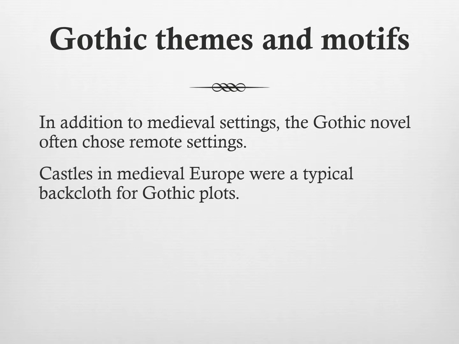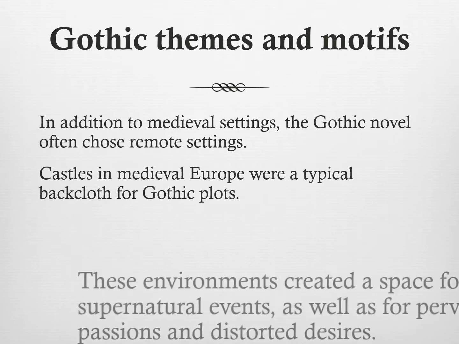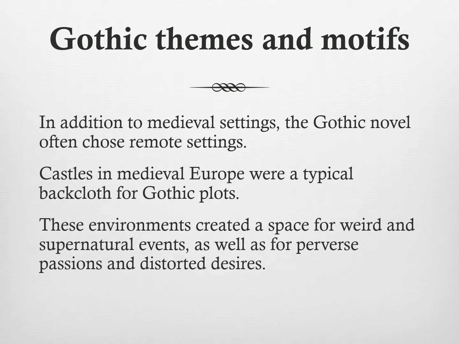And a typical environment was the medieval castle. When you think of Frankenstein, when you think of a lot of those kinds of stories, you imagine those castles and medieval buildings that are half ruined and have a sense of mystery. And the environment creates a space for weird supernatural events.